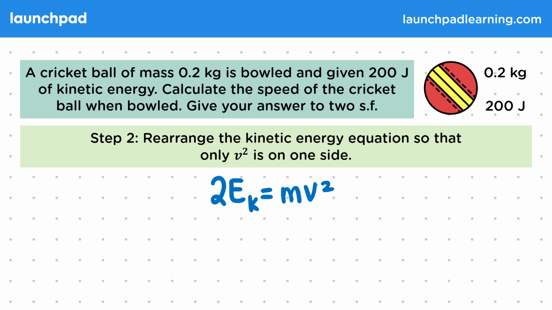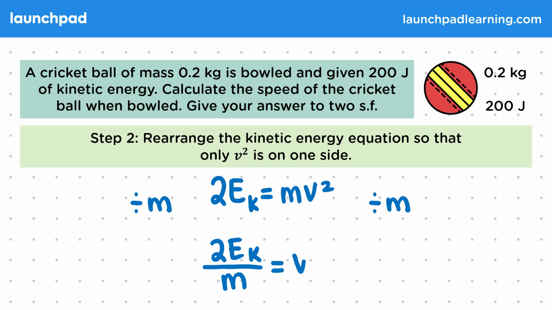We then need to divide each side of the equation by m to give 2EK divided by m is equal to v squared. And we can also swap around the two sides of the equation to give v squared is equal to 2EK divided by m.